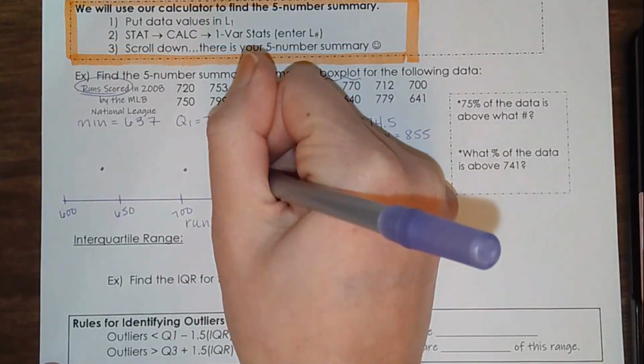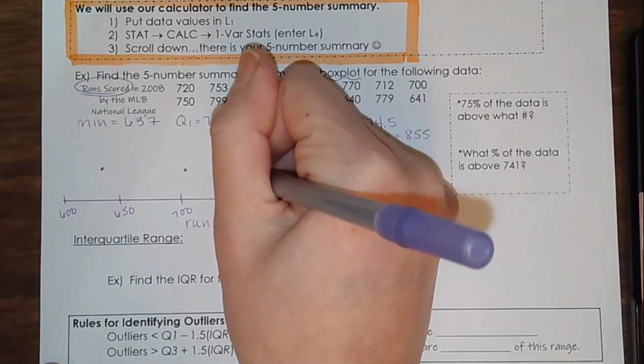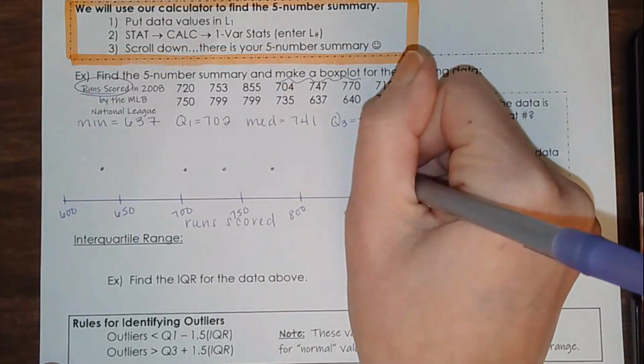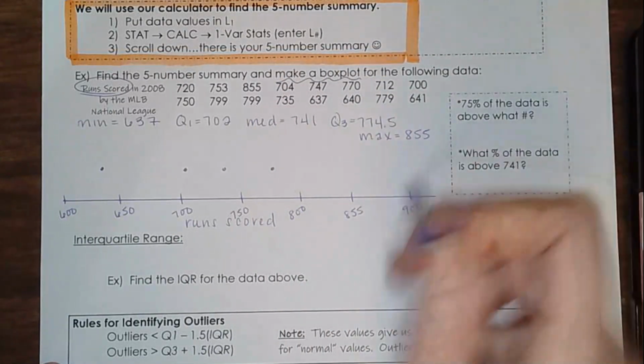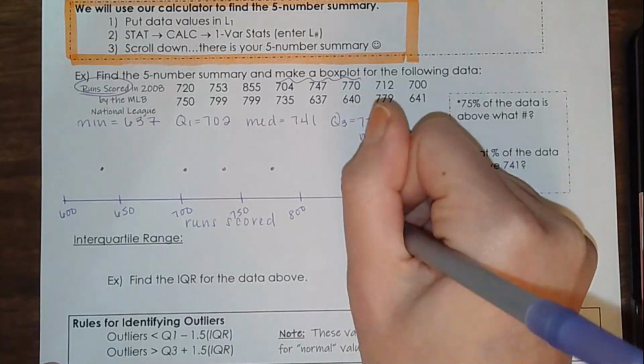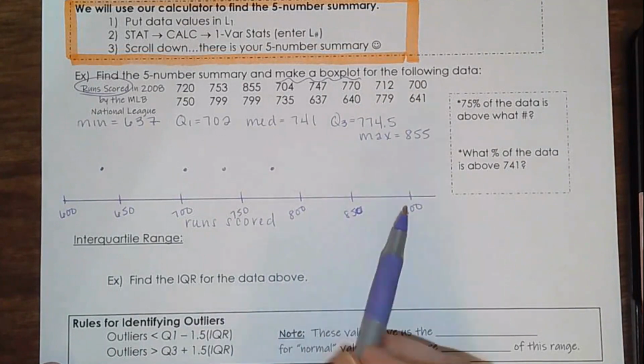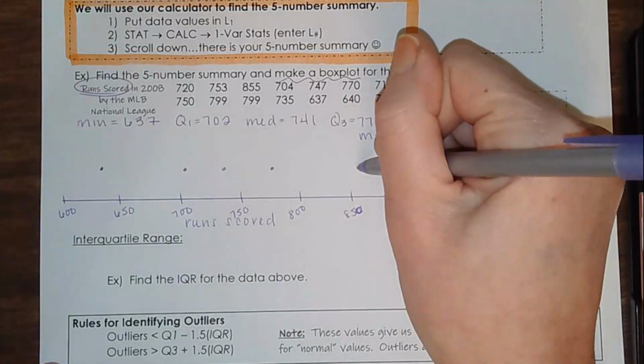The median is 741. Q3, 774.5. And my max, oops, right here I wrote 855. Sorry, guys, that should have been 850 because I'm going by 50s. My apologies. That should have been 850. So my max is 855, around there.